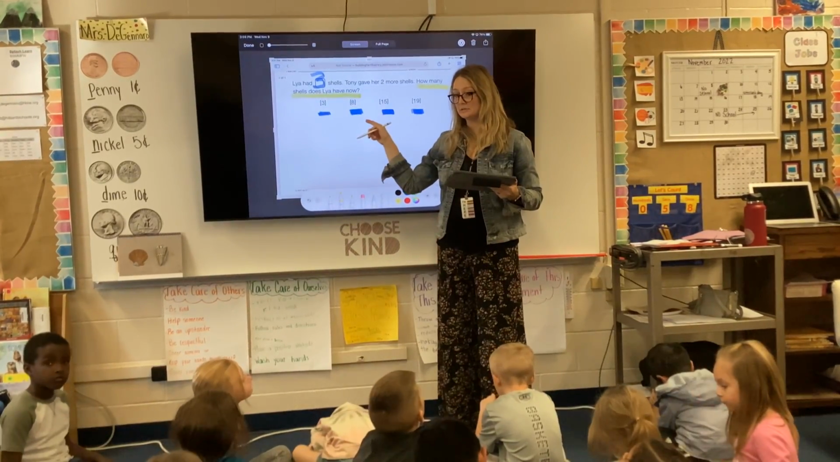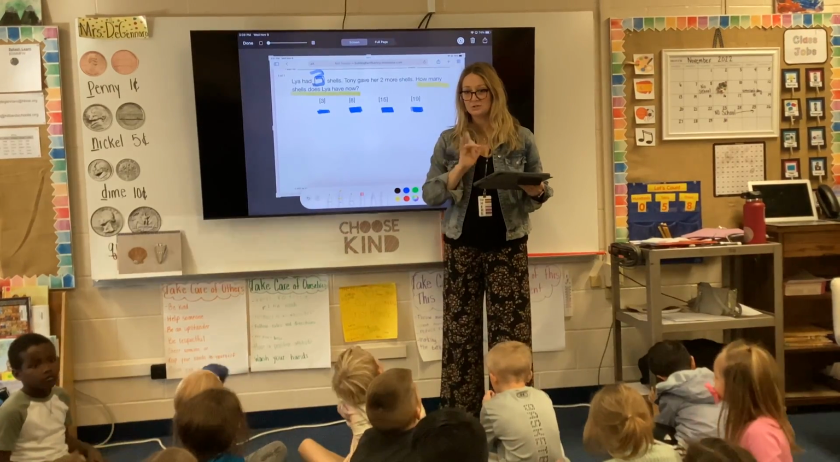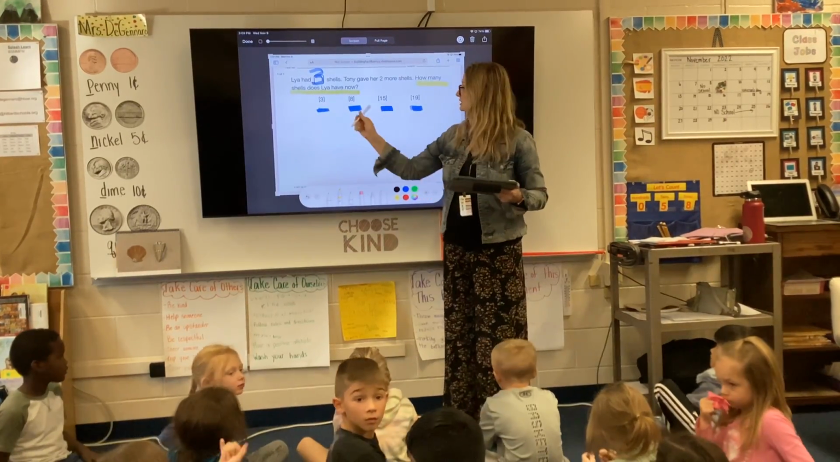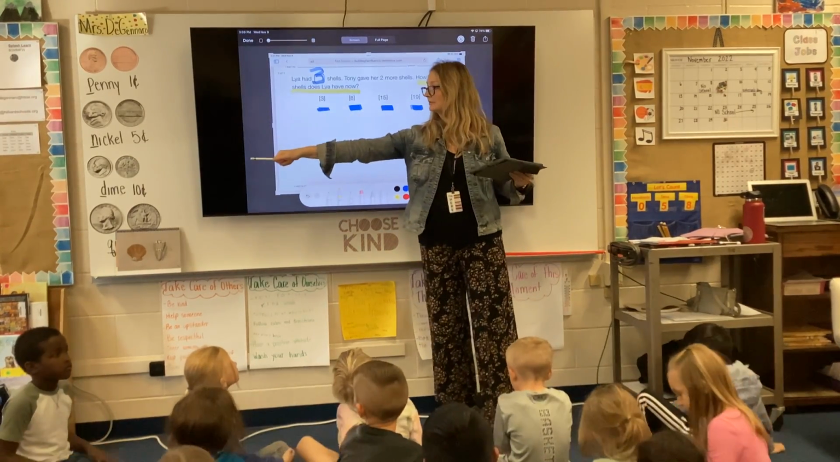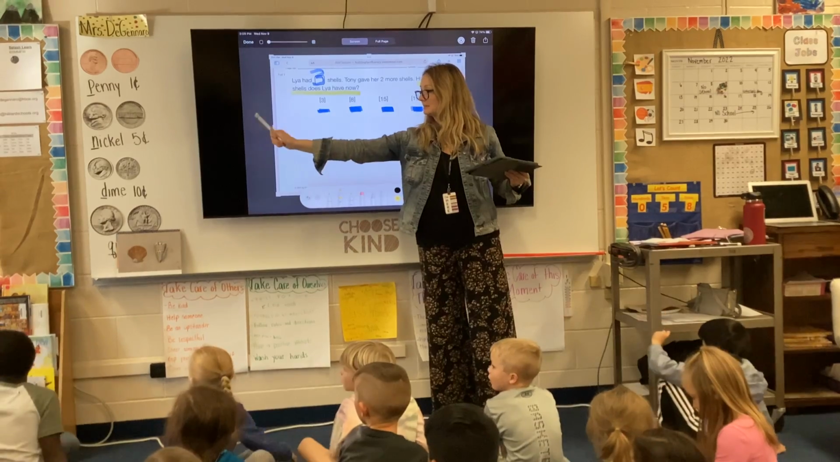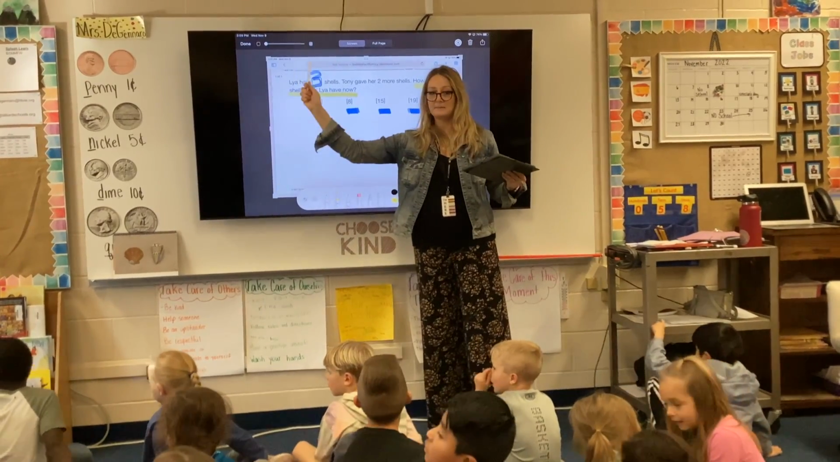You can use numbers. Does anybody draw pictures to help them with their math mystery, especially if we start getting into some double-digit numbers? You can use math tools. Are those your math tools? Where are your math tools? I see some hundreds charts. You can use a number line.